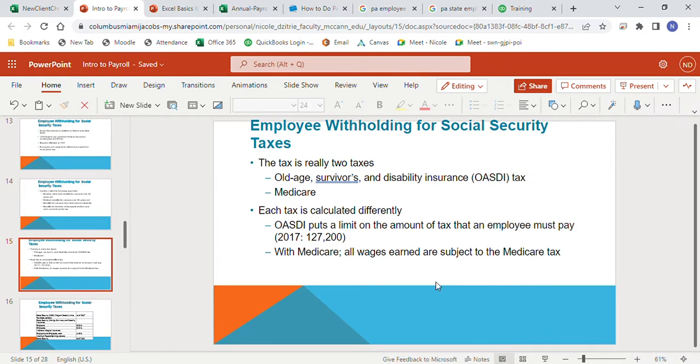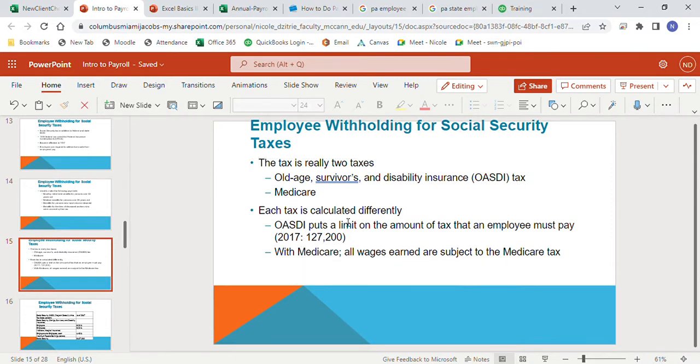And then there's always a cap. There's a cap for OASDI for every year. I'm pretty sure now we're at like 147. The last time, my example here is in 2017, the cap was 127,200, meaning once an employee has made that much money and has contributed 6.2% of that amount, once they hit 127,200, they no longer have to pay that 6.2% of OASDI. But for Medicare, there's absolutely no cap.